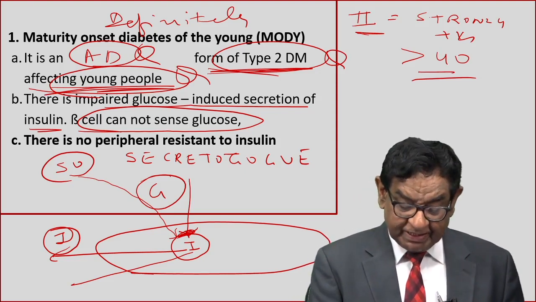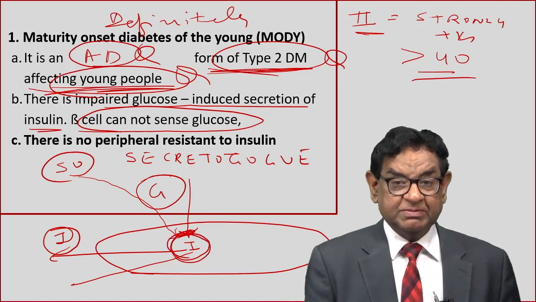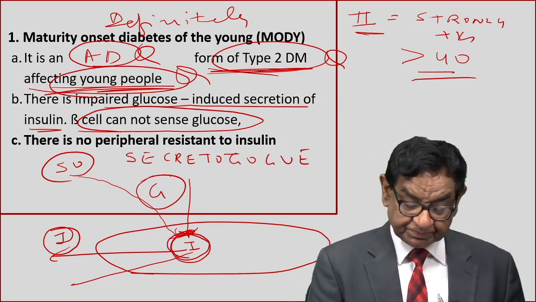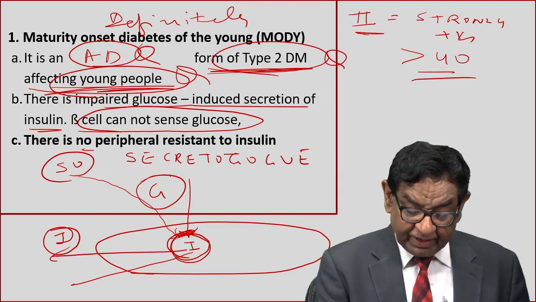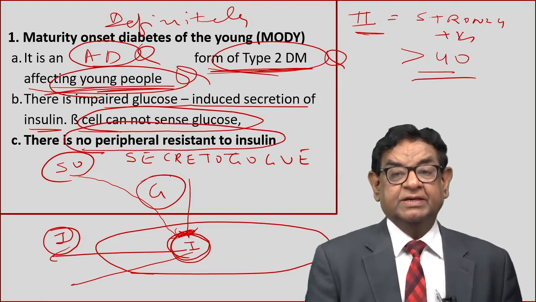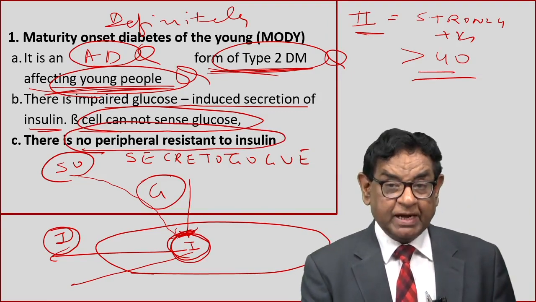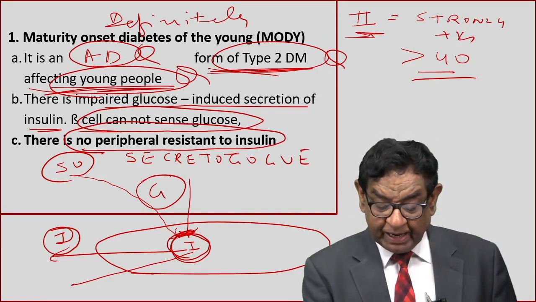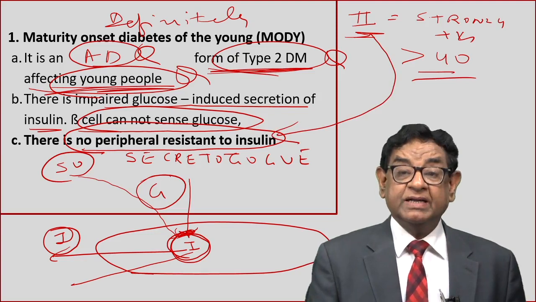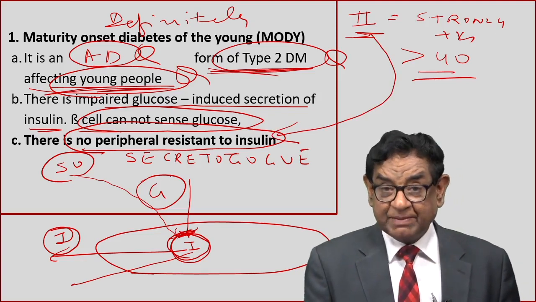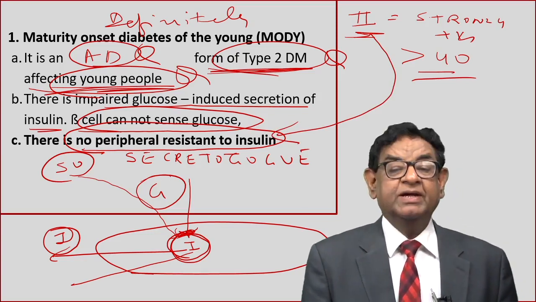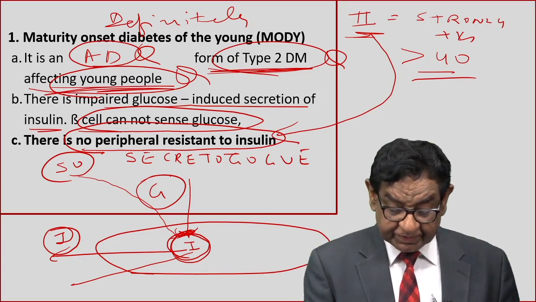Point to note, beta cells are normal in these patients. There is no problem in the beta cell as such. There is no peripheral resistance to insulin. Why is it so important to write this line? Because I told you it's a type of type 2 diabetes. Usually in type 2 diabetes, this is another major problem in a traditional type of type 2 diabetes, but here there is no peripheral resistance to insulin.